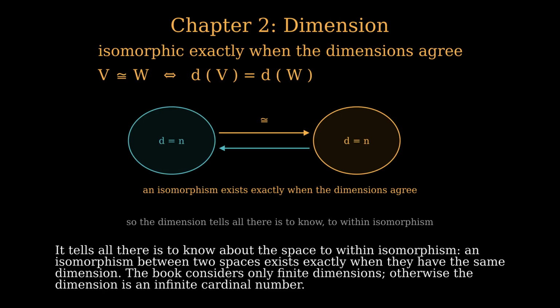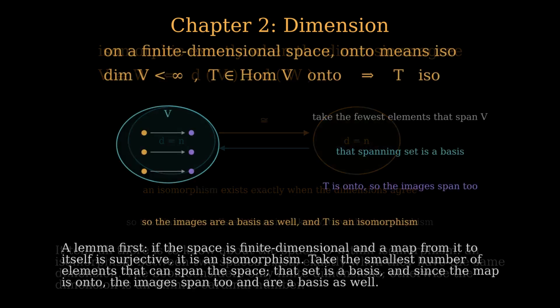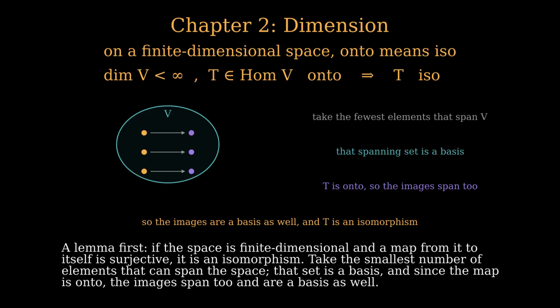The book considers only finite dimensions. Otherwise, the dimension is an infinite cardinal number. A lemma first. If the space is finite-dimensional and a map from it to itself is surjective, it is an isomorphism. Take the smallest number of elements that can span the space. That set is a basis, and since the map is onto, the images span too and are a basis as well.